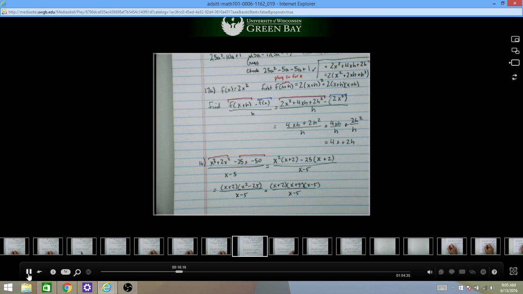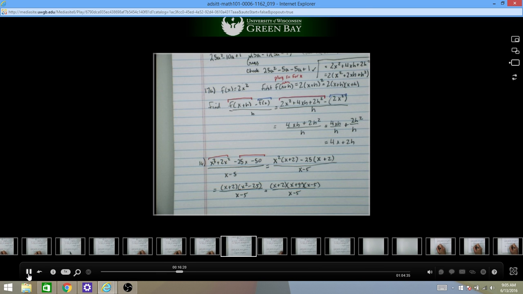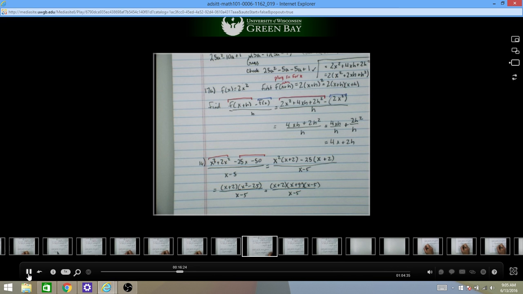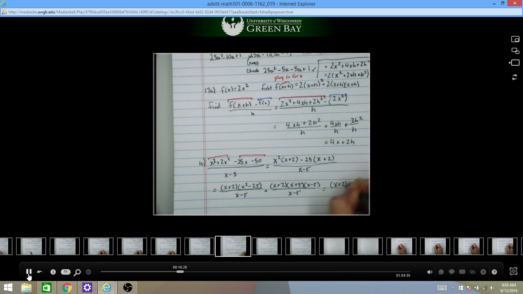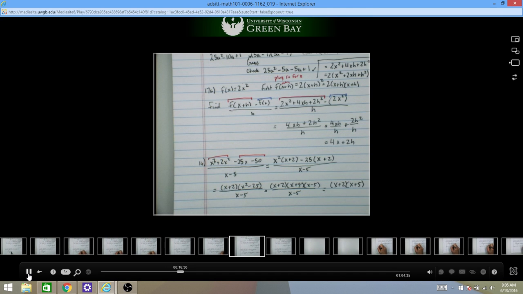So x squared minus 25 factors as x plus 5 times x minus 5, conjugates. And you can cancel the x minus 5s. If you want, you can write a 1 in the denominator, but when the 1 is in the denominator, you don't have to write it out.